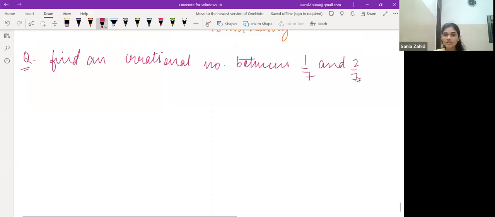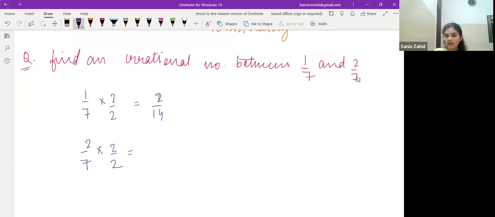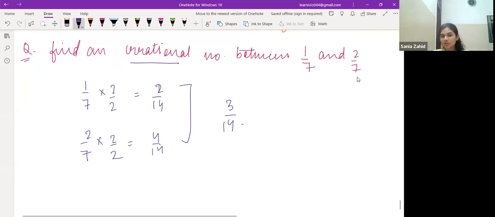So the concept for rational numbers was: I will take the first number, multiply it with 2 by 2, I get 2 by 14. Then I take the second number, again multiply with 2 by 2, I get 4 by 14. And my rational number between 2 by 14 and 4 by 14 would have been 3 by 14. But this is the solution when the question was find a rational number. Now the question says find an irrational number between the given two numbers.